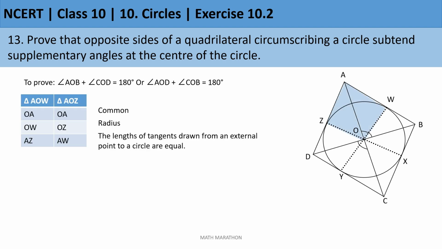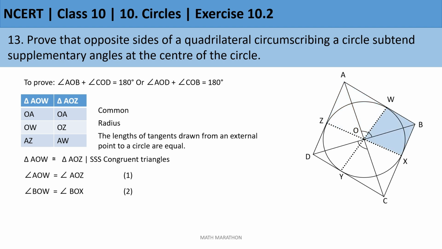Consider triangles AOW and AOZ. OA is a common side for both the triangles. OW and OZ are radii of the circle. AZ and AW are equal, because the lengths of tangents drawn from an external point to a circle are equal. So, triangle AOW and triangle AOZ are congruent triangles. So, angle AOW is equal to angle AOZ, because in congruent triangles, corresponding angles are equal.